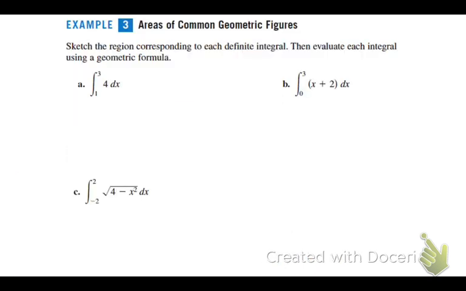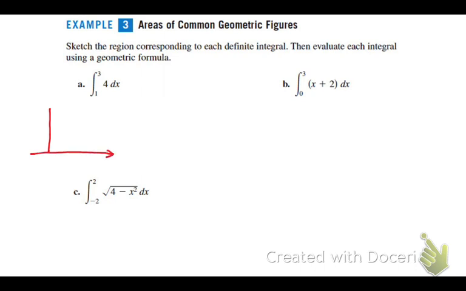So sketch the region corresponding to each definite integral, then evaluate each integral using a geometric formula. Okay. So, what kind of equation is 4? So, y equals 4. Is a constant. Straight line. What kind of a straight line? Linear straight line. What kind of linear straight line? Horizontal. Thank you.